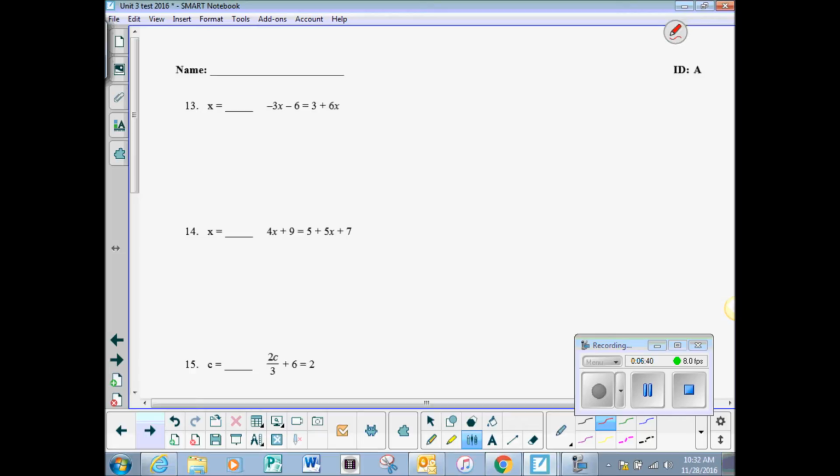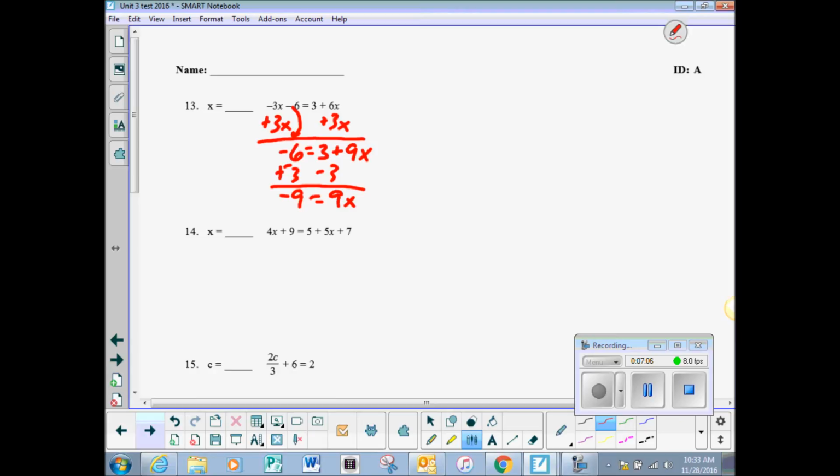Okay, now I have variables on both sides. I need to get them together. So I'd add 3x to both sides. And I get negative 6 equals 3 plus 9x. Don't forget that negative comes down with a 6. Some people forget that. Then I'd subtract 3. And don't forget, negative 6 minus 3 is negative 9.